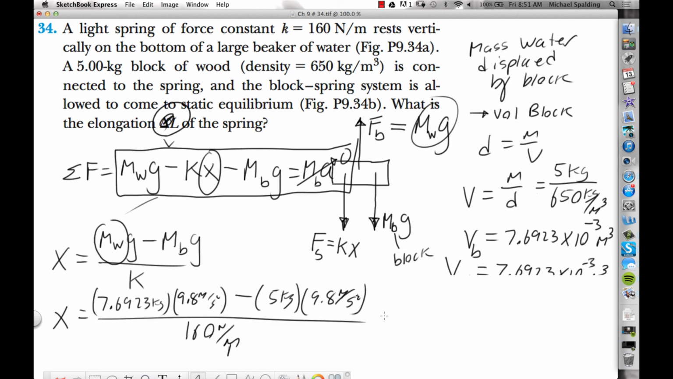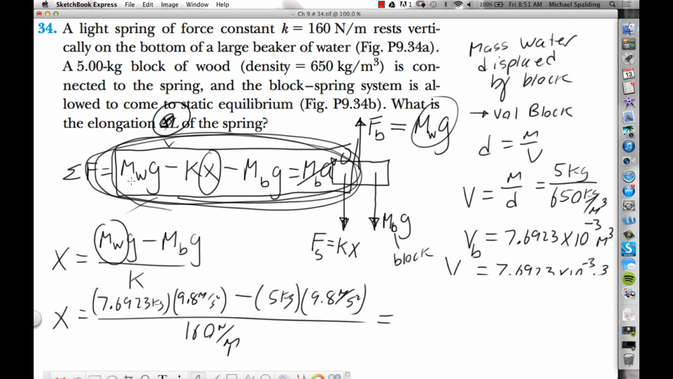So I guess the hard part here is finding the mass of the water. I mean, if you understand what we did up here, that's the physics, summing forces. But then once you have that done, you just got to do algebra and figure out the mass of the water. So this all works out to be 0.165 meters. That's the answer, or 16.5 centimeters.